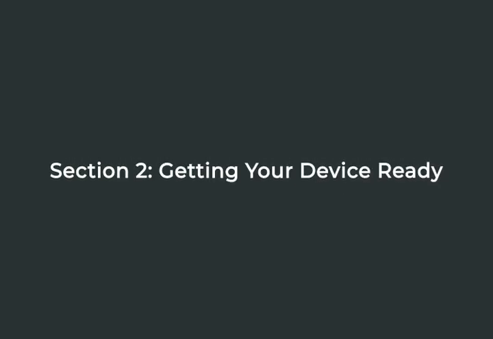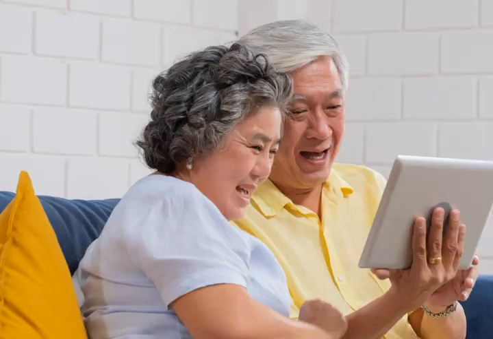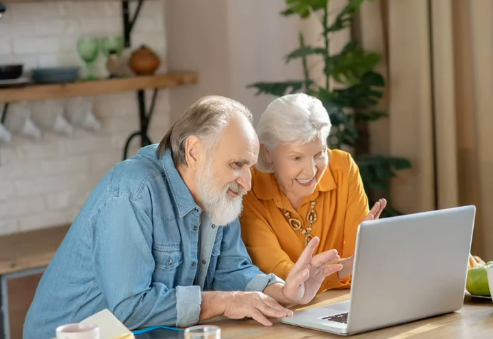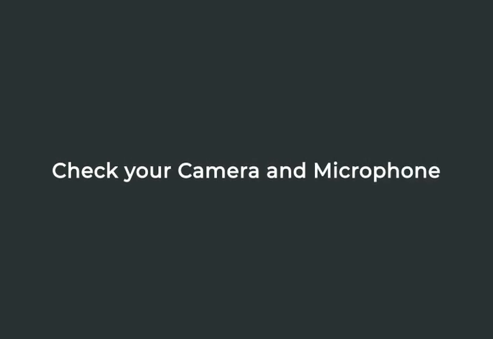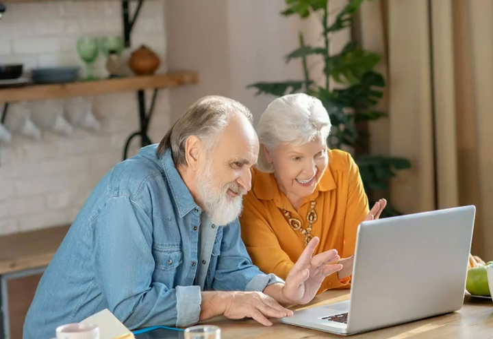Section 2. Getting your device ready. Next, let's make sure your device is all set up for the call. This could be a smartphone, tablet, or computer. But no matter what device you're using, check that your camera and microphone are working. Most modern devices already come with these built in, but if you're on a desktop computer, you'll need an external webcam and microphone. Before your call, open the video calling app and make sure everything's in order.